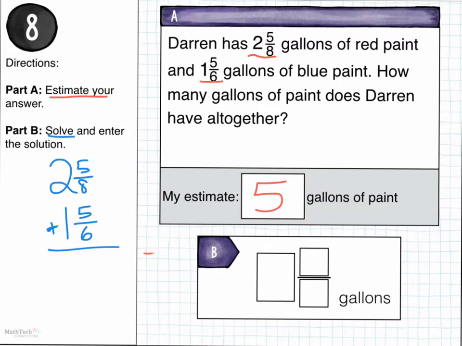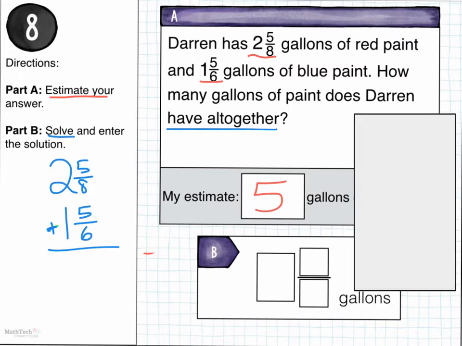Now again, I have a problem where I don't have the same unit. 8ths and 6ths cannot be added together because they are not the same. I have to find equivalent fractions that have the same unit so that they can be, well, let's see, added together. So I'm going to make myself a little list. Let's think about things that we know about 6 and 8. I know I could multiply these together and get 48ths, but I'm going to think about what I know about multiples of 6 and 8 to see if I can come up with a common denominator that might be a little bit simpler to work with.